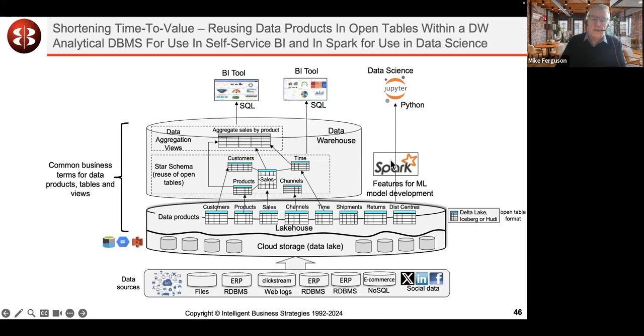Similarly, data scientists using a Jupyter Notebook and Spark can also access that data and use it to help provide data for the machine learning model that they're creating. And so what we can do is get shared data being used for multiple analytical purposes, and so the silos start to disappear.